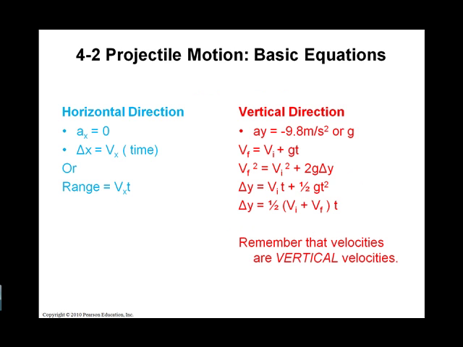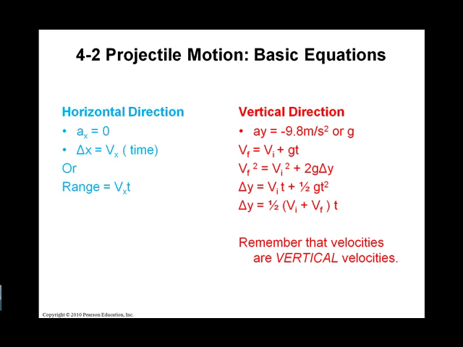So if we look at the basic equations, we have a set of equations for the horizontal direction, and we have a set of equations for the vertical direction. In the horizontal direction, our blue direction, there is no acceleration. So all our kinematics equations simplify down to one equation: delta x equals Vx times time, or range equals Vx times time. Range is the horizontal distance away from where it's launched.